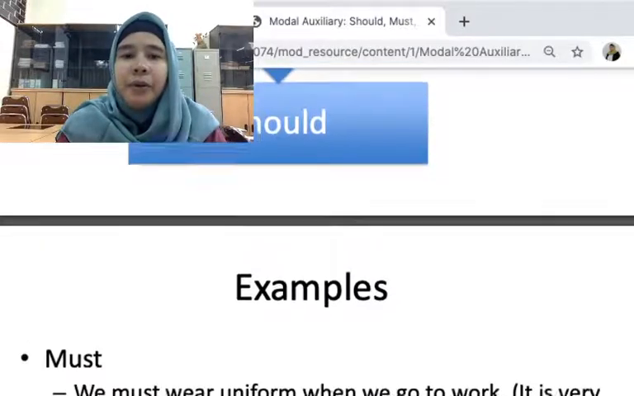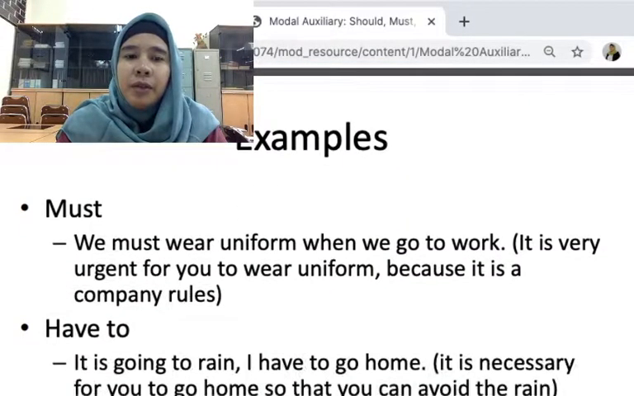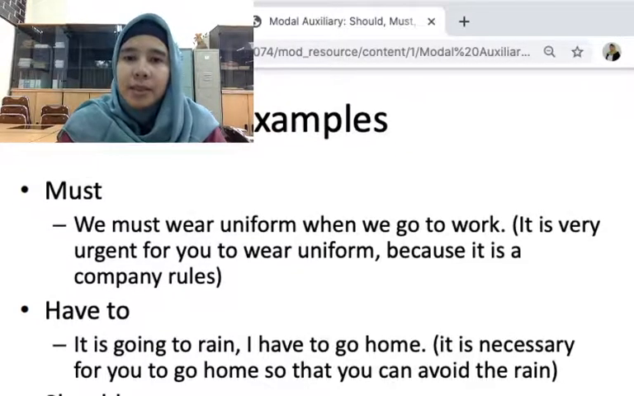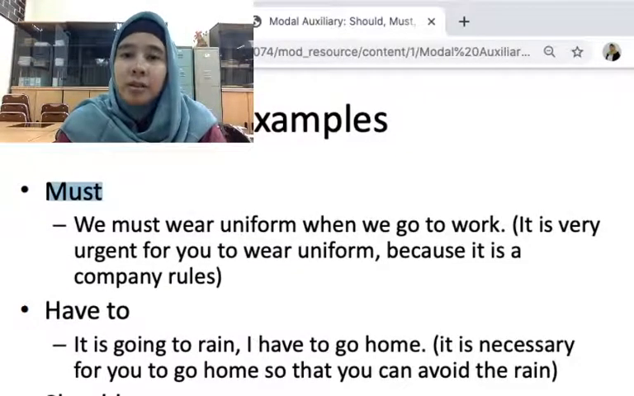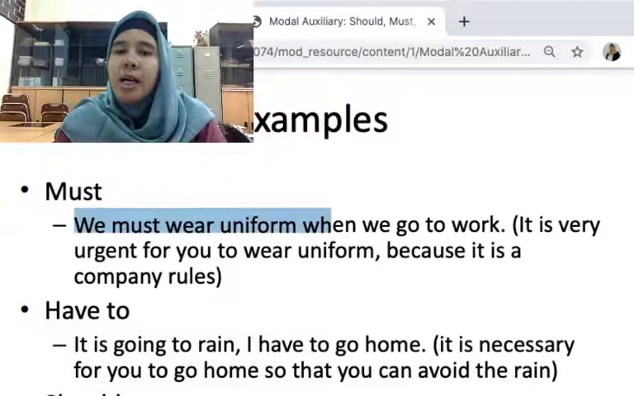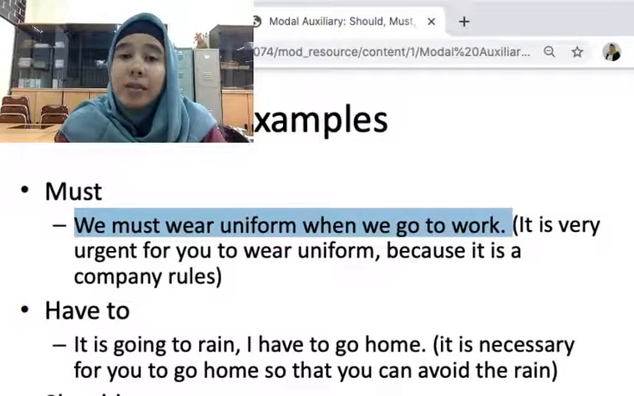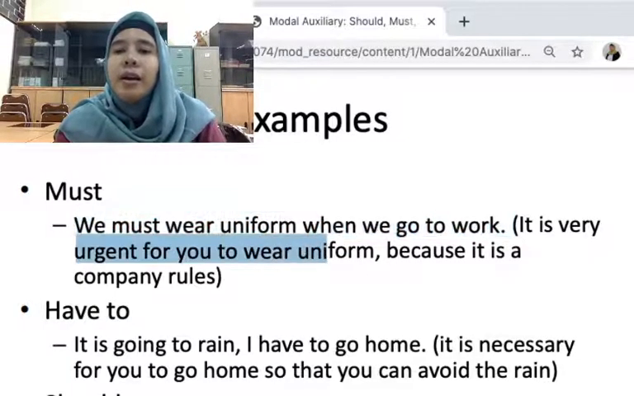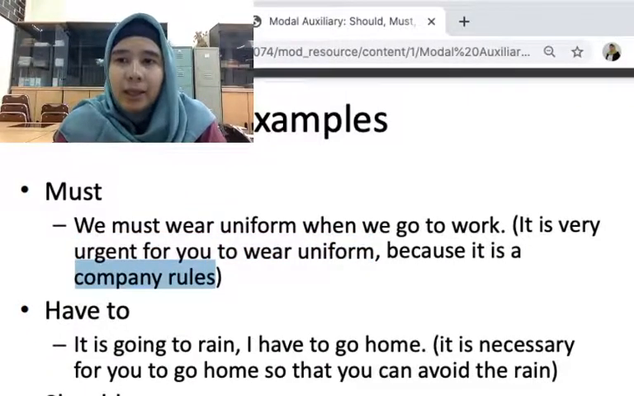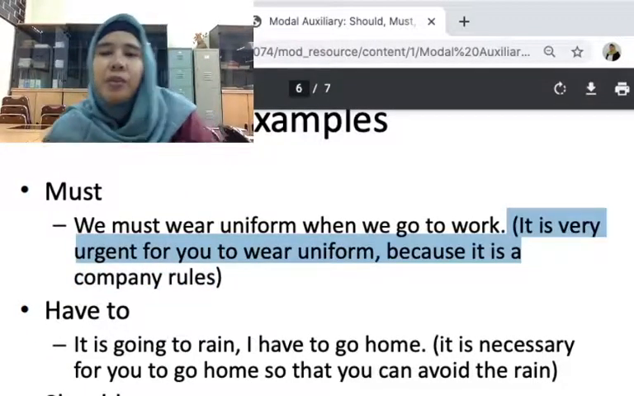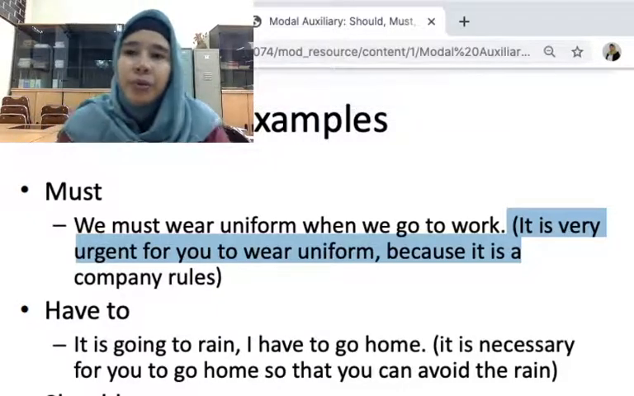This is the example of three kinds of modals of necessity. The first one is must. Must is for the urgency. This is the example: we must wear a uniform when we go to work. It means it is very urgent for you to wear the uniform because it is a company rule. Maksudnya meaningnya ini ya. Okay, we must wear a uniform when we go to work.